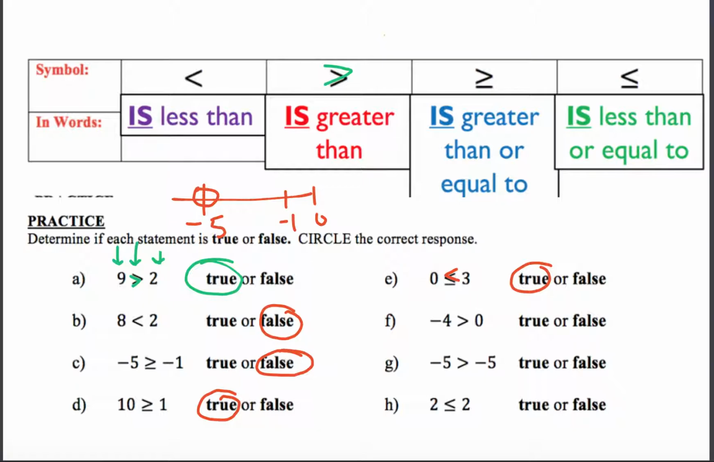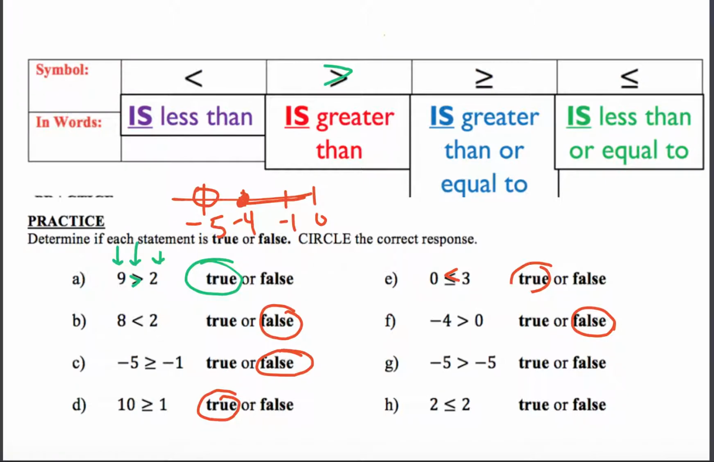Letter F says negative 4 is greater than 0. Again, thinking about where negative 4 is on the number line, I know that that is false since it's to the left of 0. Also, it's better to have $0 in a way than to be short negative 4, if you want to put it in the context of money.